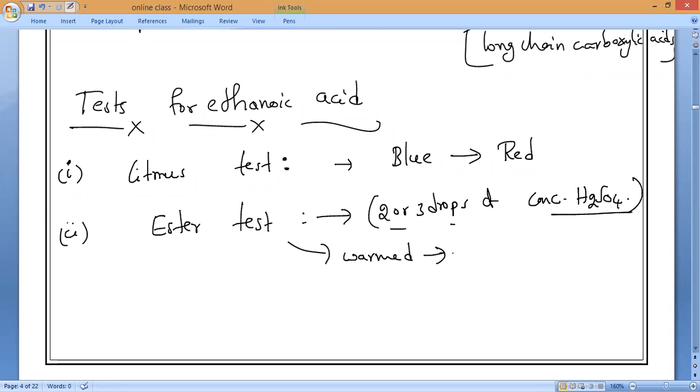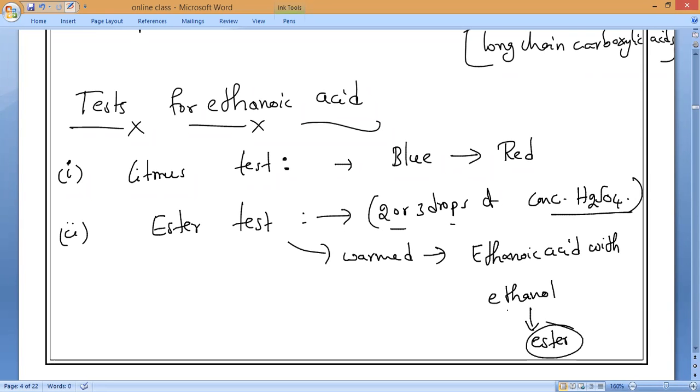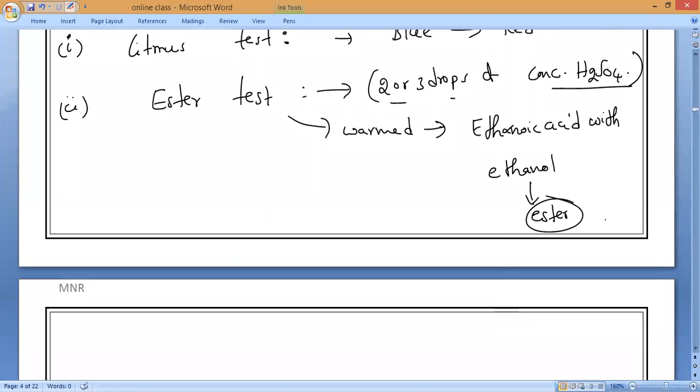2 or 3 drops of H2SO4. Warming with whom, guys? Ethanoic acid with whom? Ethanol. That is what I am asking. Warming with ethanol or ethyl alcohol, and we add 2 or 3 drops of sulfuric acid. It will give a sweet smell, which indicates the formation of esters.